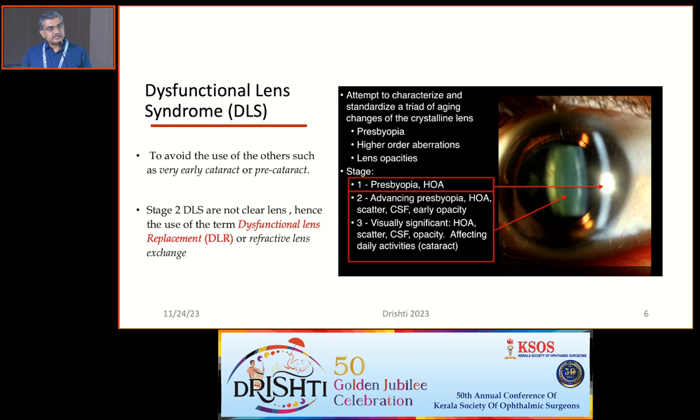Based on this, the lens function quantification, now the term better used is dysfunctional lens syndrome, in which they take the presbyopia, higher order aberrations, as well as the lens opacities or the loss of transparency into account, and they have graded into grade 1, 2 and 3. And in this, the grade 1 and 2 are those category of patients which we call as the pre-cataract or early cataract, and we try to find a solution for them because the quality of vision is not clear. So putting that in mind, the actual term that is proposed now is the dysfunctional lens replacement for the refractive lens exchange.